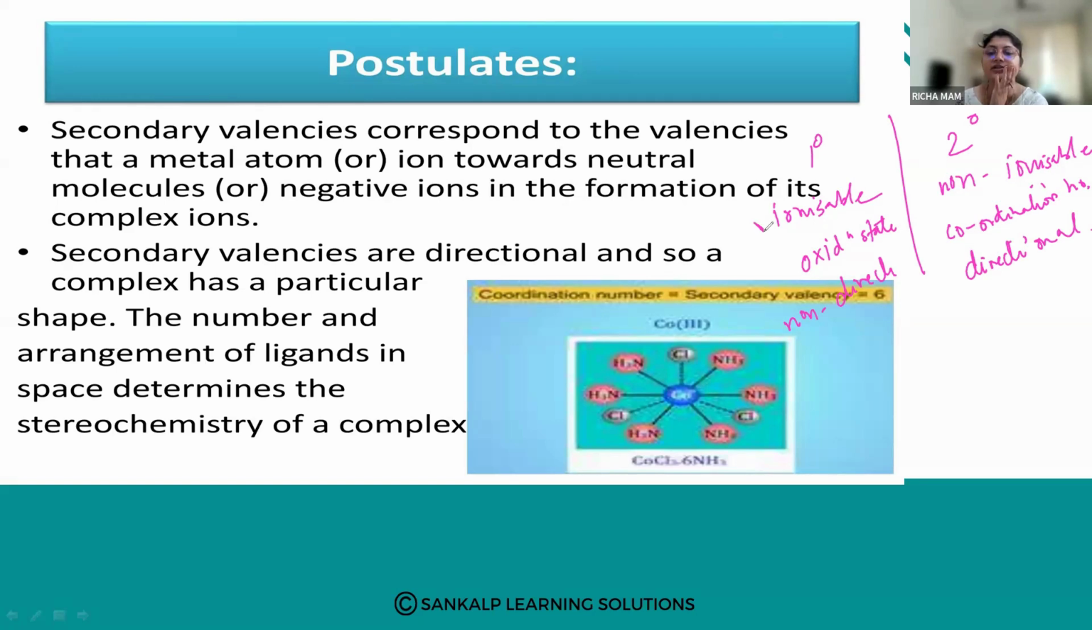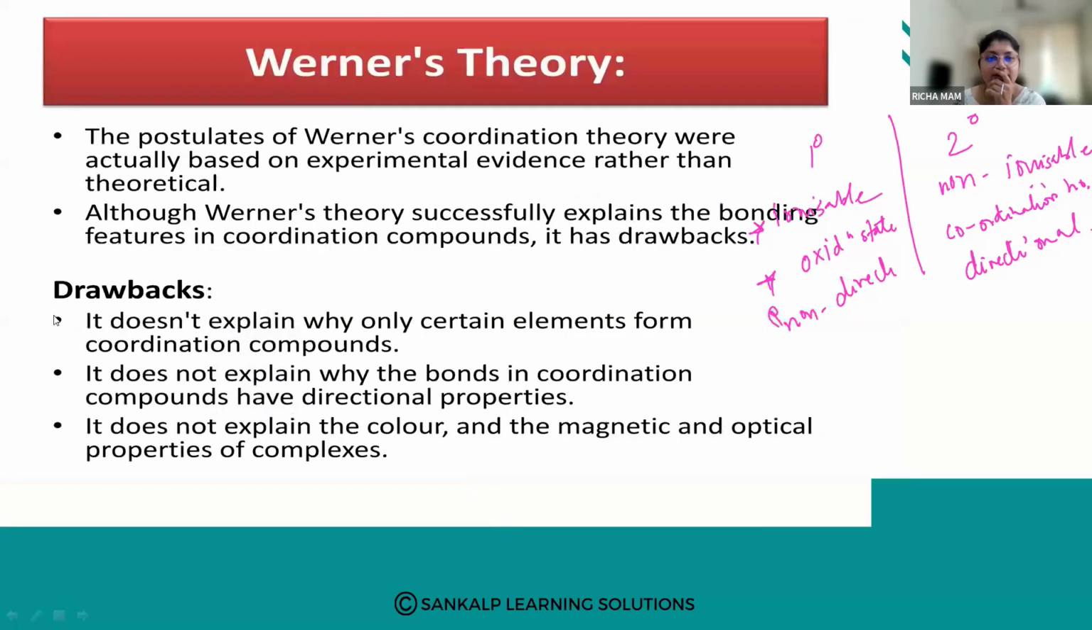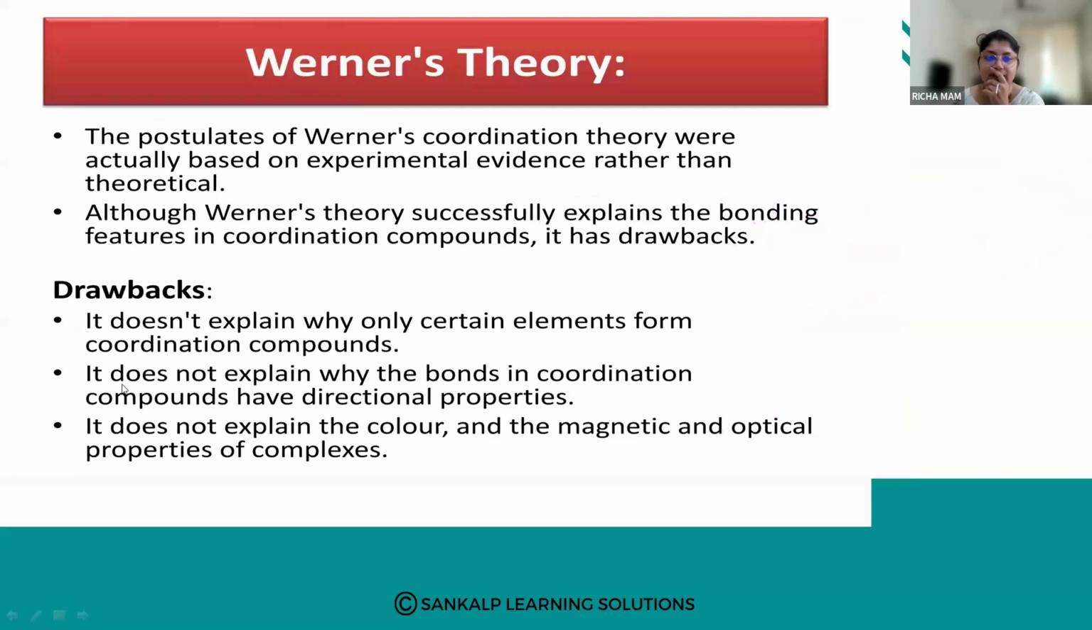So these are the main 3 points. And secondary valency is fixed around the central metal ion, and it will give you a proper spatial arrangement. So it will correspond to different geometry. So these are the postulates. Now, after putting forward these postulates, there were some drawbacks. This theory failed at some point. So what are the limitations or drawbacks of this theory? We have seen the postulates.